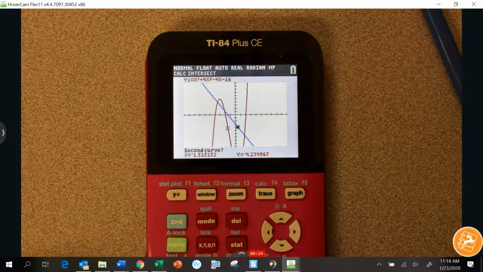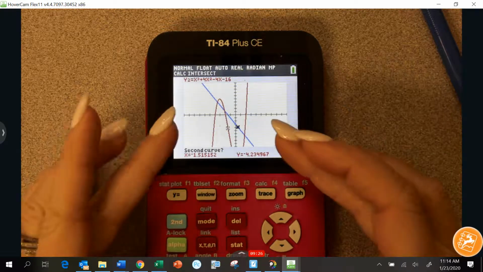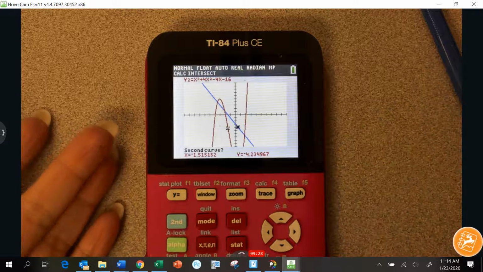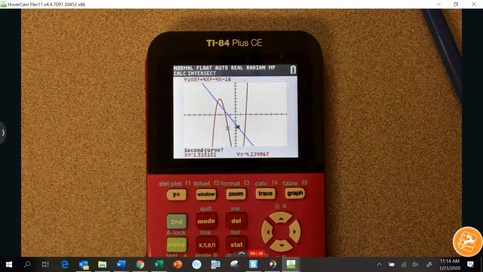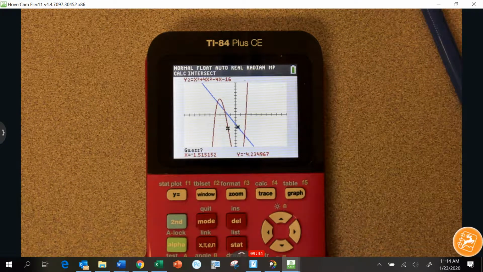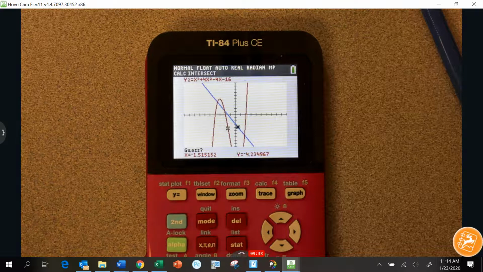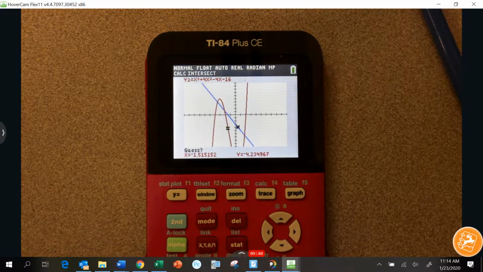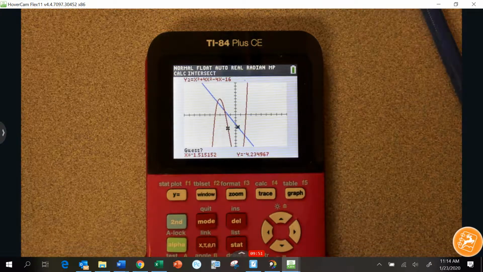Now, I'm sitting on the second curve. I'm going to tell the calculator, yep, that's my second one. So what you're telling your calculator is we're going to look for an intersection between which 2 equations. We're going to look for an intersection between these 2. Now, it asks for guess because there are how many different ones? 3. The calculator will not give you 3 at a time. So you're going to talk about which one you're looking at.